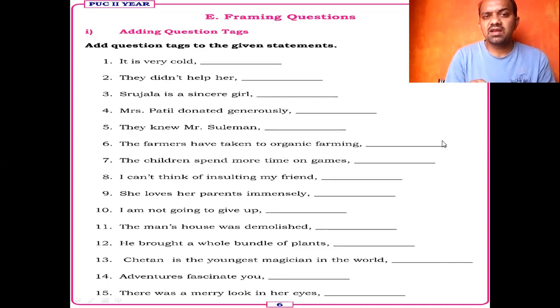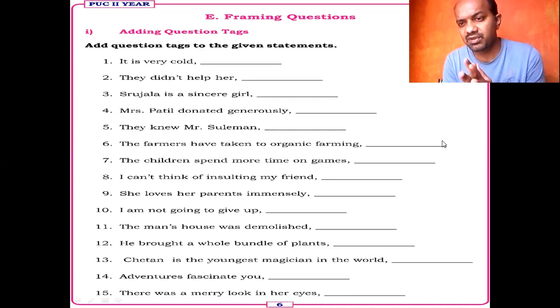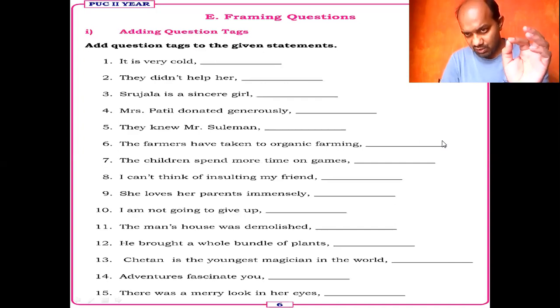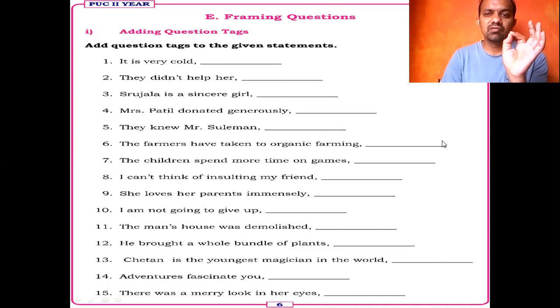Srujala is a sincere girl. Isn't she? Mrs. Patil donated generously. Donated, the main verb is there. I told you what to do when you have a main verb, not an auxiliary verb, in the sentence. Use the do form of the verb, the appropriate form. Did is the appropriate form because donated is in the past tense. But did cannot be used here because it's a positive statement. So, didn't she? They knew Mr. Suleiman. Knew. Didn't they?